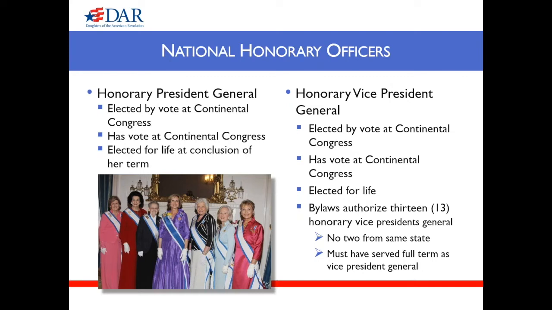An Honorary President General is elected at the conclusion of her term as President General. Article 5, Section 4C of the National Bylaws authorizes 13 Honorary Vice Presidents General. No two can be from the same state, and a prerequisite is that the candidate has served a full term as a Vice President General.